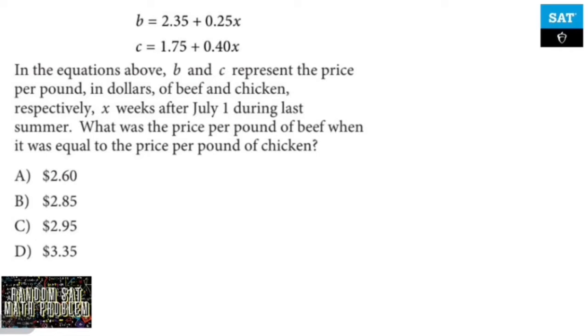In the equations above, B and C represent the price per pound in dollars of beef and chicken, respectively. Not to be confused with respectfully, sheesh.